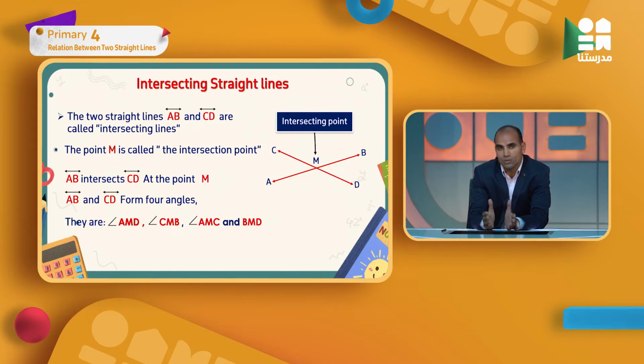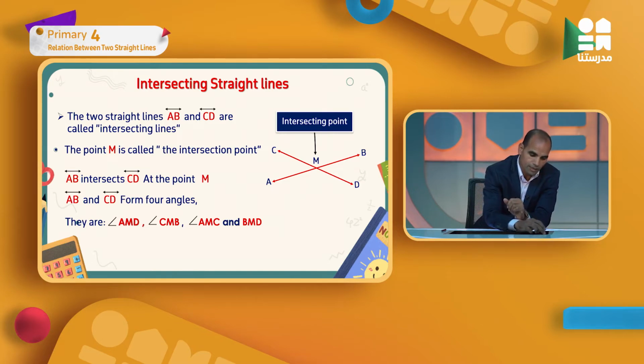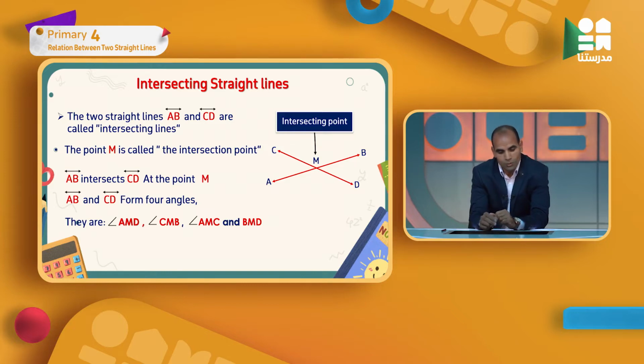And the two straight lines AB and CD form four angles. You can see the four angles here, which are angle AMD, angle CMD, angle AMC, and angle BMD.